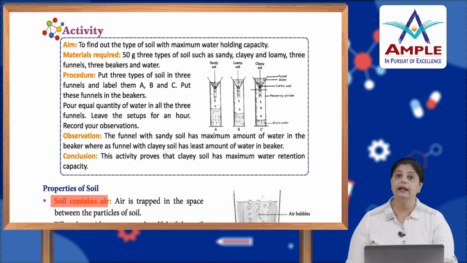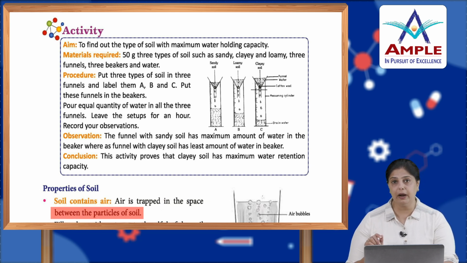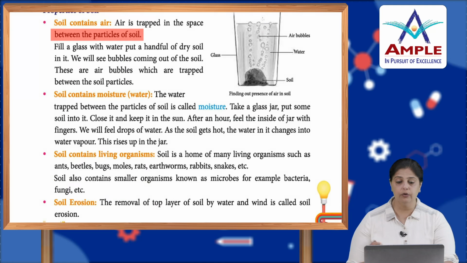Soil contains air. Air is trapped in the space between the particles of soil. So, between the soil particles there is air. Fill a glass with water and put a handful of dry soil in it. We will see bubbles coming out of the soil. These are air bubbles which are trapped between the soil.